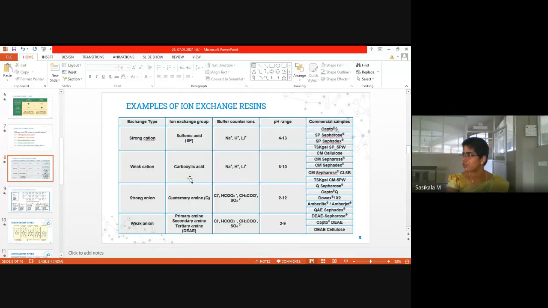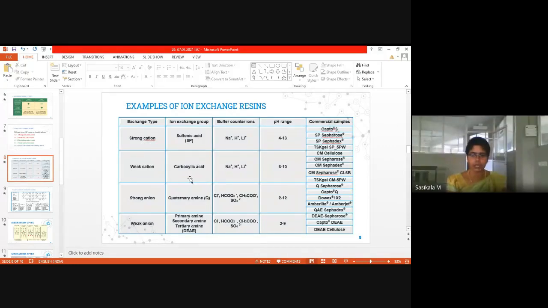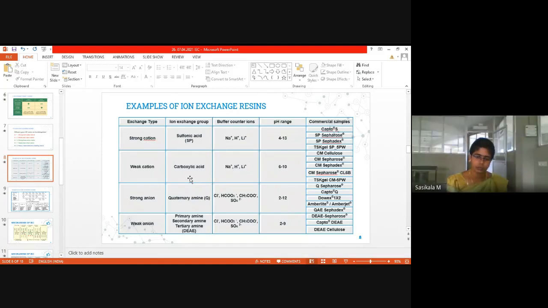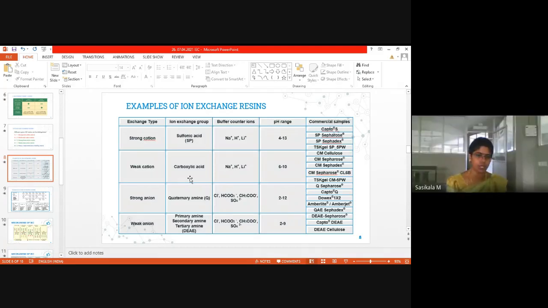So what are the two types of cationic exchangers? Strong cation and weak cation. What is the example for strong cation? Sulfonic acid. Weak cation, carboxylic acid. Strong anion: quaternary amine and quaternary alcohol. Both types are there. Weak anion: primary, secondary, and tertiary amines. And DEAE is the example for that.